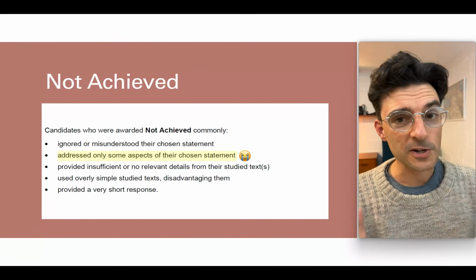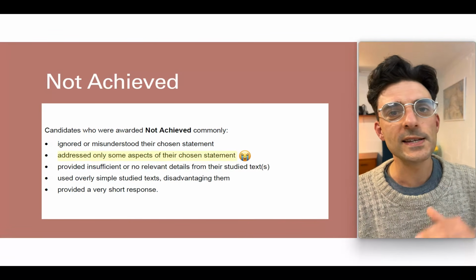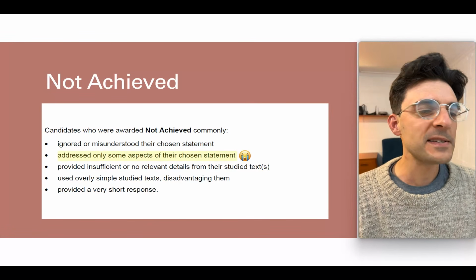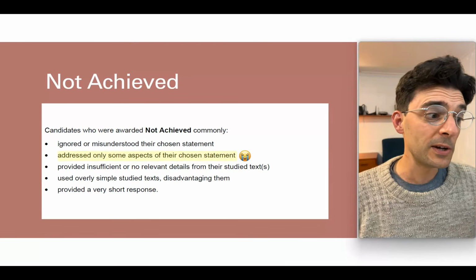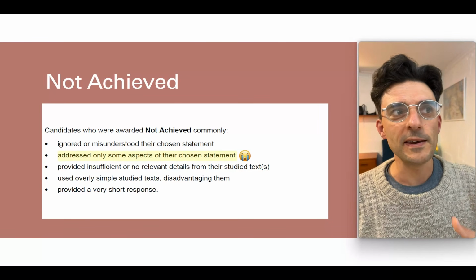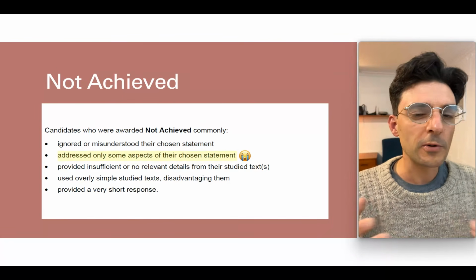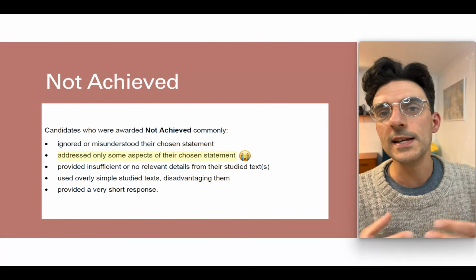Right. What does a not achieved do? Well, first talking point is about the statement. Shock, horror. It's about the statement. Basically, it's either the fact that you ignore or you misunderstand the statement. Now, I talk about this at length in virtually every video that I ever do. I'm constantly telling you that the statement is critical.